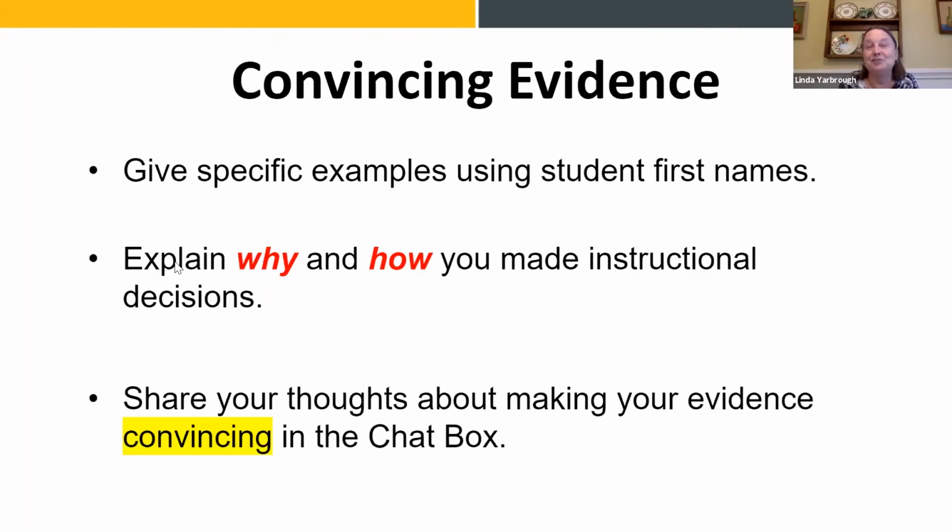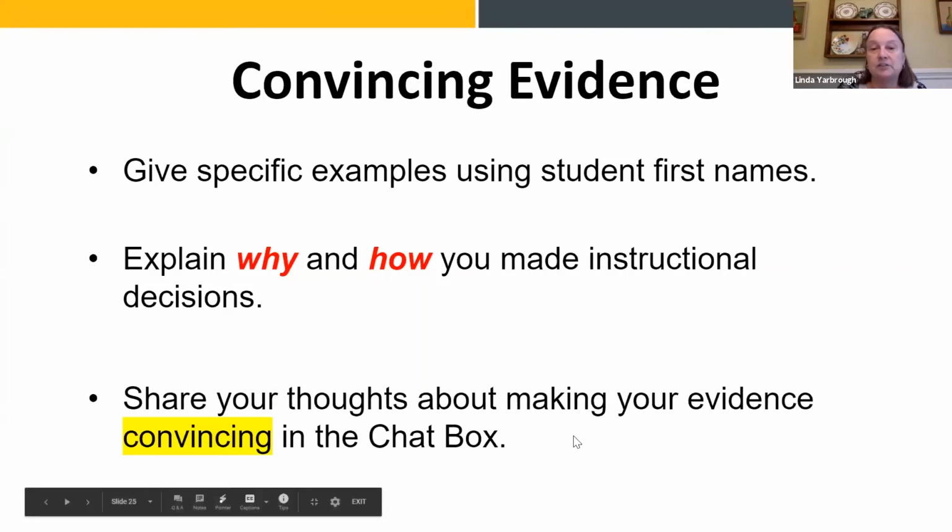So I encourage you to use specific examples in your writing as much as you have room for, using your students' first names. For example, if you're explaining how or why you made certain instructional decisions based on your knowledge of students or your knowledge of how to teach your content area, name your students. I planned this way because I know my English learner students, Maria and Jose, will need this support. And I know Randy, who is learning disabled, is going to need this other support. Name your students when you're explaining why and how you made those instructional decisions.